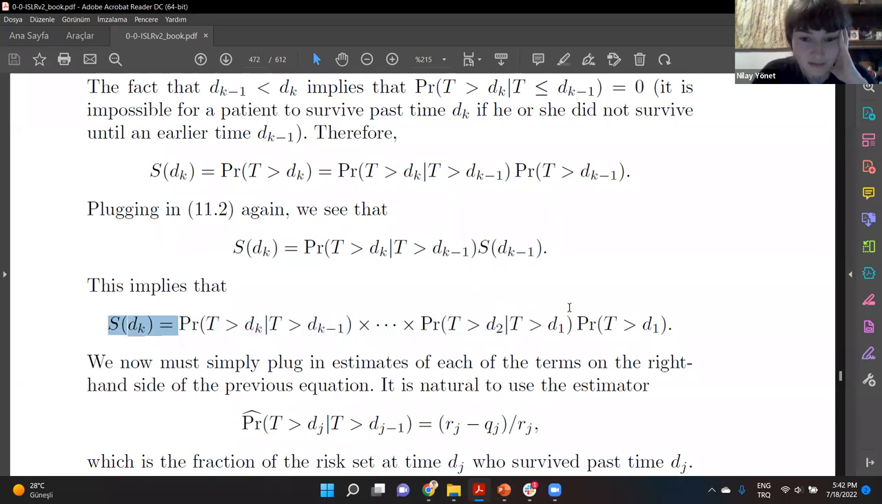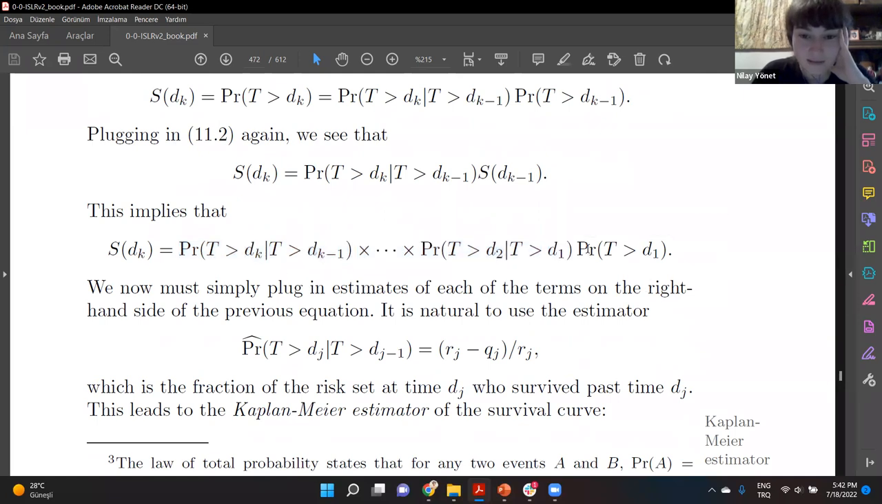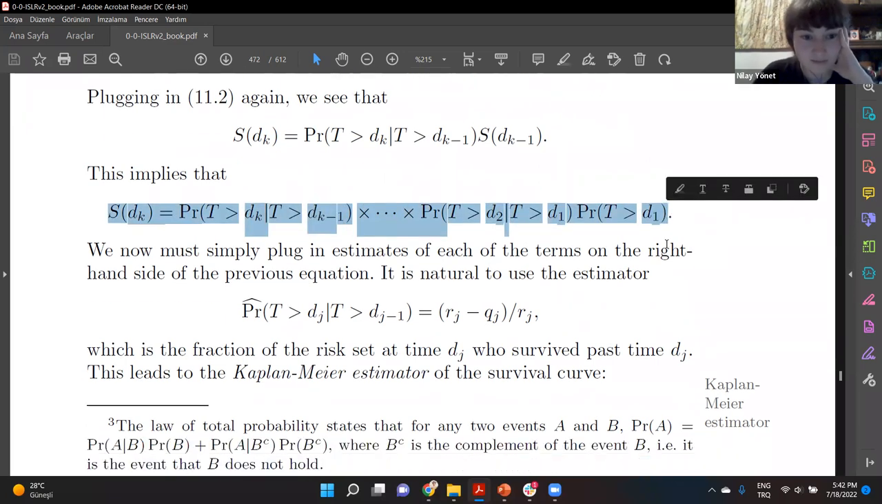So here they are just multiplied from DK until D1, and the last part is just T is greater than D1. So this is a long formula like this. Then we can make an estimation here.